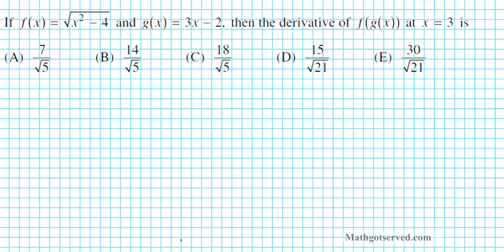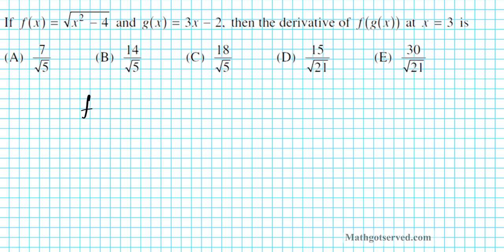It says if f of x equals the square root of x squared minus 4 and g of x equals 3x minus 2, then the derivative of f of g of x at x equals 3 is... So we are looking for the derivative of a composite function evaluated at a specific x value. So we're going to be using the chain rule here again, and then evaluating at a point.